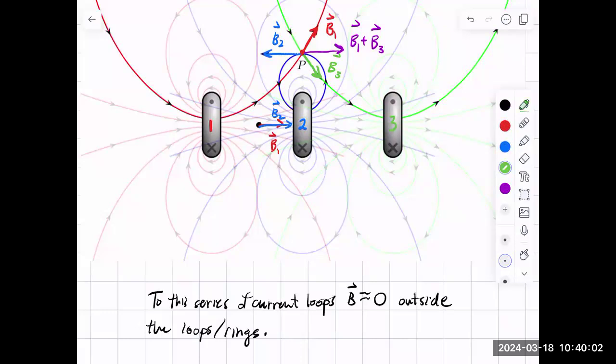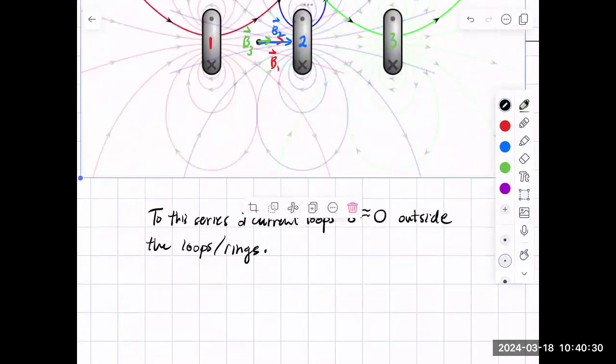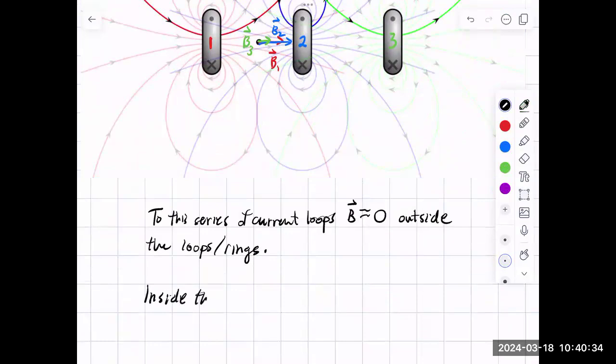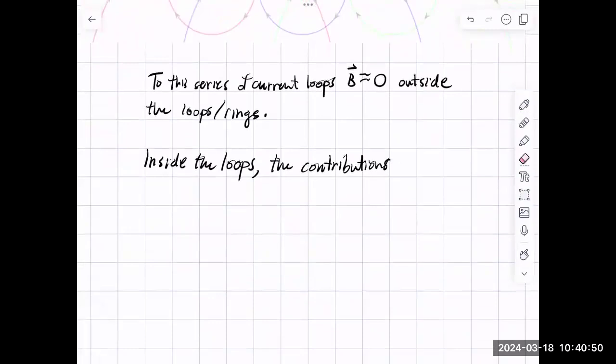And then the green one, we're quite far away from the green one, but you can see the faint green lines are also pointing to the right. Some are going a little bit up, some are going a little bit down. Those two components would cancel, and we would get a B3, a weak contribution over here. The main point is that all those contributions from those three loops all are pointing in the same direction. So inside the loops, the contributions to B all add up.